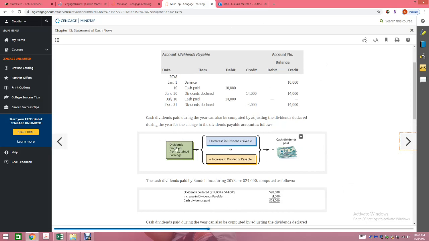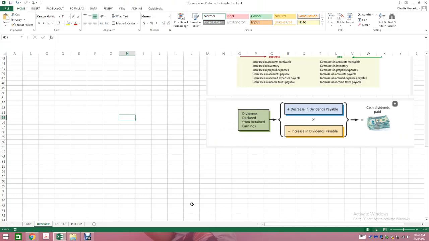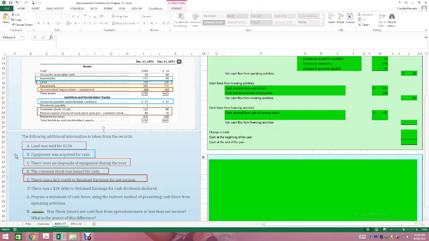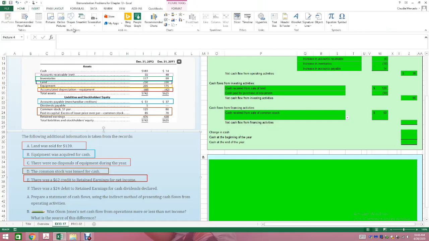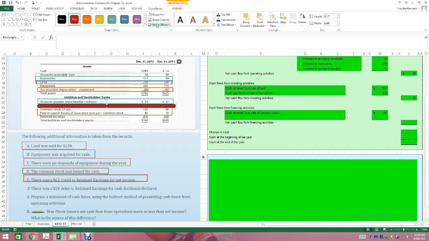So when dividends are declared, you get the dividends declared from your retained earnings, and you add if you have any decreases in dividends payable, or you subtract if you have any increases in dividends payable, and that gives you the actual cash paid out in dividends. So dividends declared plus or minus your dividends payable gives you the cash dividends paid. Let me go back to the problem. Do we have any dividends payable? Yes, we do. You're not always going to have them, but in this case, you do have dividends payable.